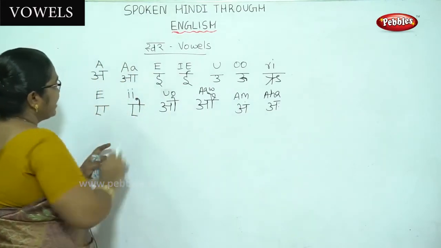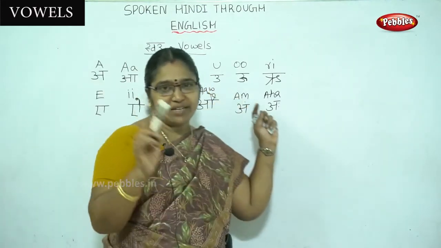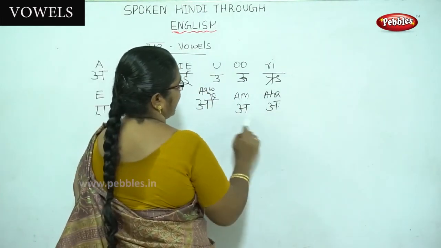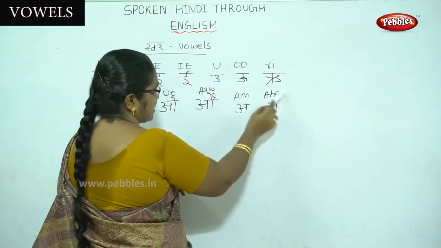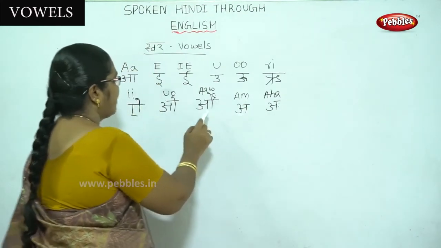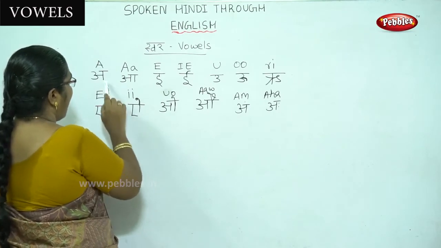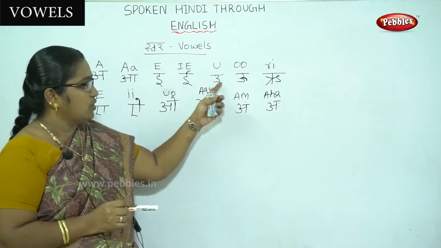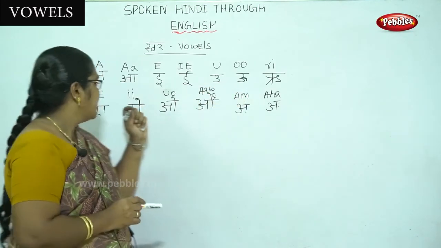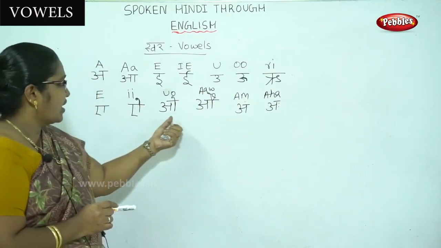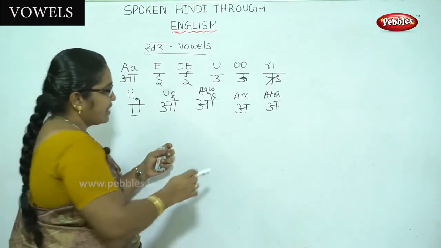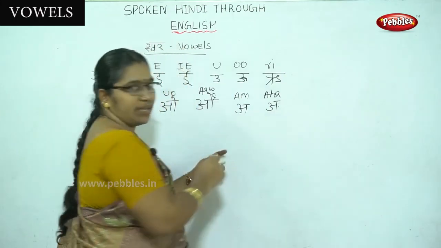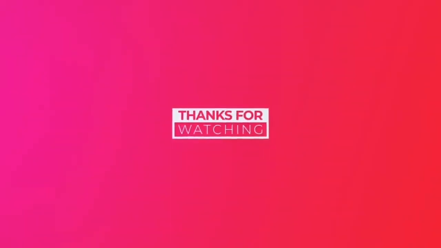We can use these letters at the start of words, for example angur, imli, eek, ullu, rishi, sariya, ainak. But we cannot use these letters at the start.